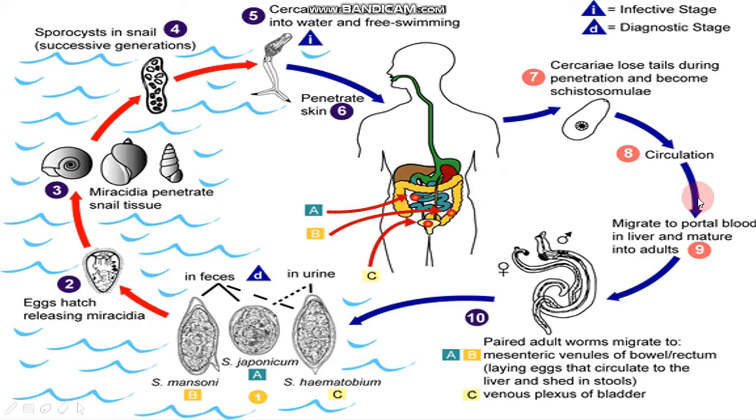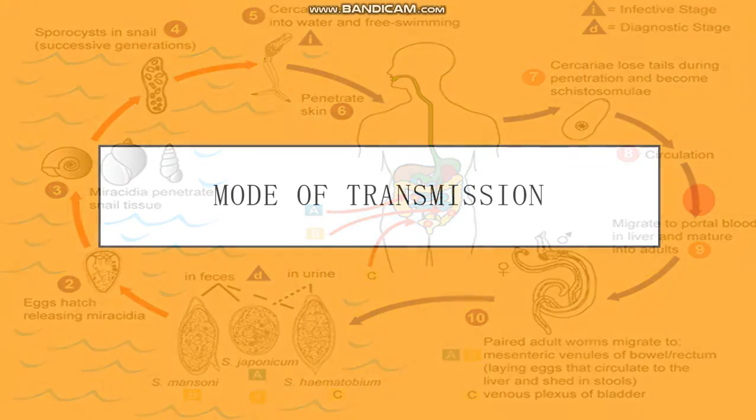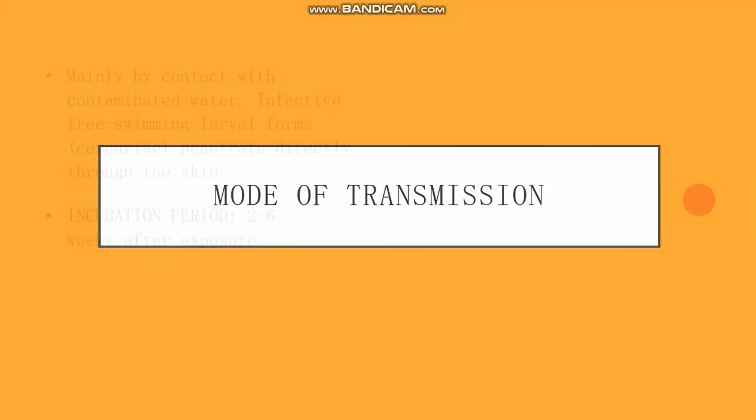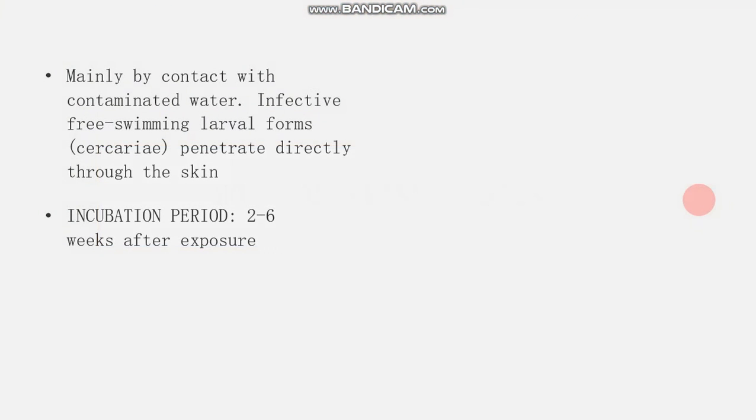Next we have the mode of transmission. Mainly by contact with contaminated water, infected free-living larval forms such as the cercariae penetrate directly through the skin. The incubation period of the cercariae is 2 to 6 weeks after exposure.